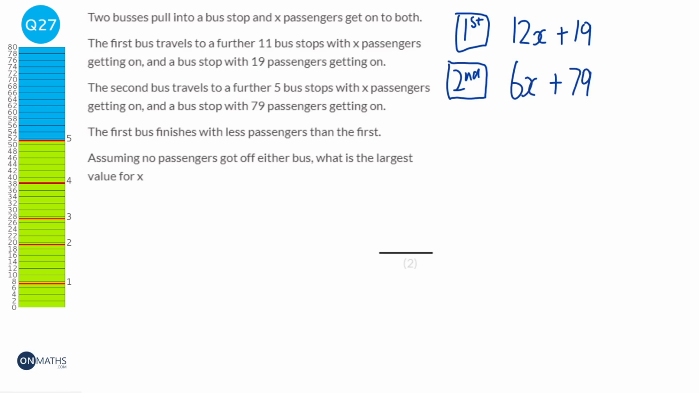And it says the first bus finishes with less passengers than the second. So the first bus finishes with less. And the way we show that is with this inequality here.